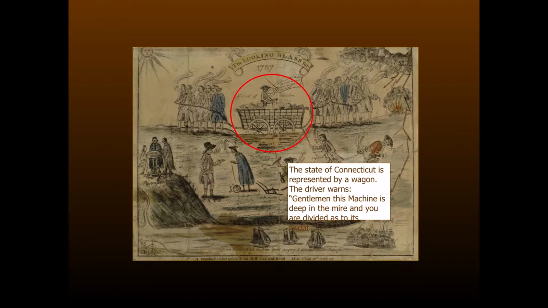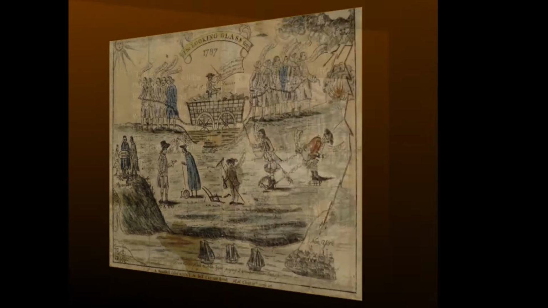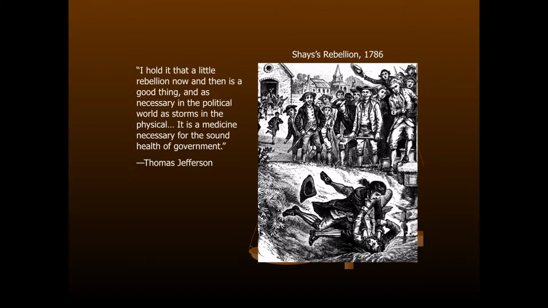Now we also know that if we look at some of these, the state of Connecticut was represented by a wagon. The driver warns that, gentlemen, this machine is deep in the mire and you are divided as its parts. Down here it said a house divided against itself cannot stand. So we know that things were coming to a head.